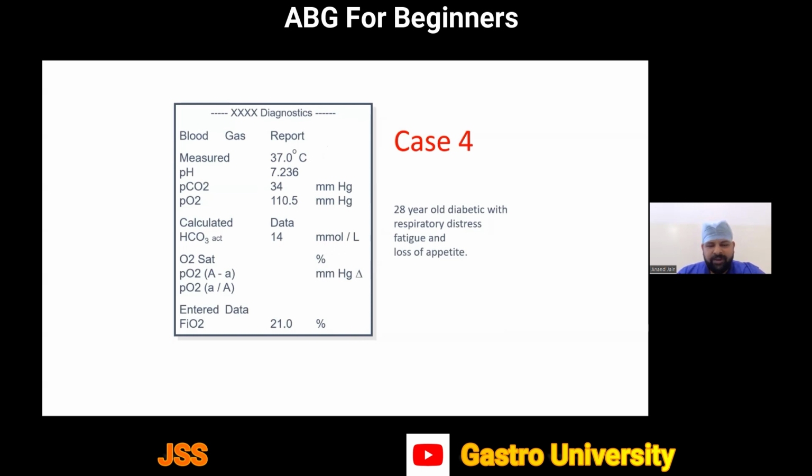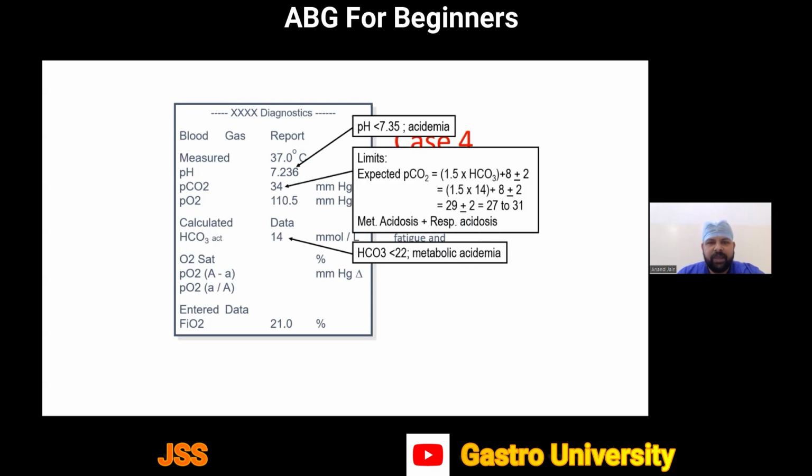So we have already established the authenticity. After establishing the authenticity, we checked whether this is acidemic or alkalemic. So it's acidemic. The pH is less than 7.35, the PCO2 is not raised, and the bicarb is less than 22. So this is a metabolic acidemia. In this case, we need to check what the expected PCO2 would be. So we will calculate it according to the formula which we have given, that is Winter's formula.